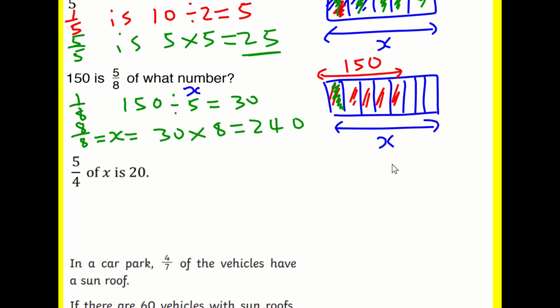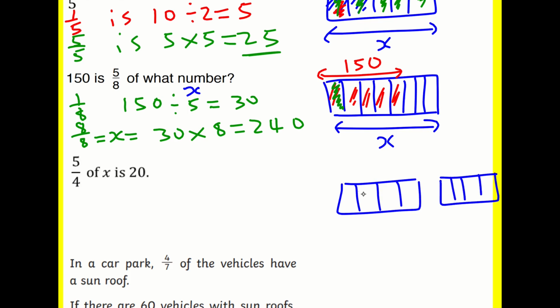Okay, finally, not finally, actually there's one after this, but 5/4 of x is 20. Right, this gets a little bit sneakier because 5/4, what is that? Well, 4/4 is this, and then I've got another kind of bar, and in total, I've got 4, 5. This is sort of more of a challenge one, okay? So don't get stressed if this gets a little bit confusing, because we've got more than one here.